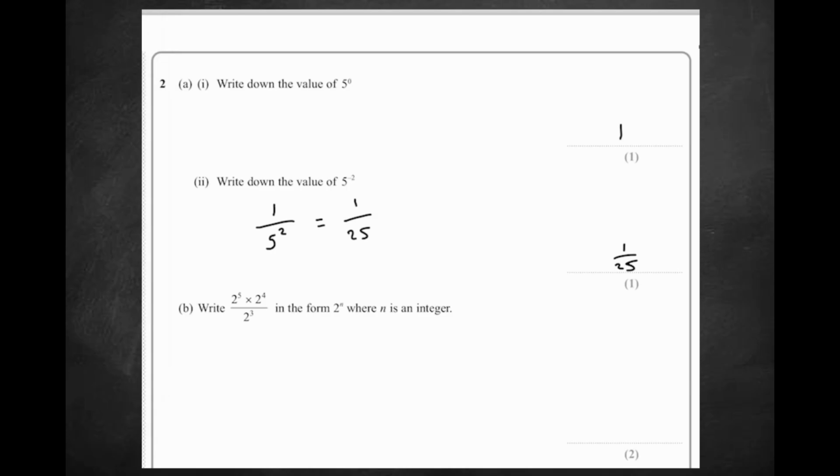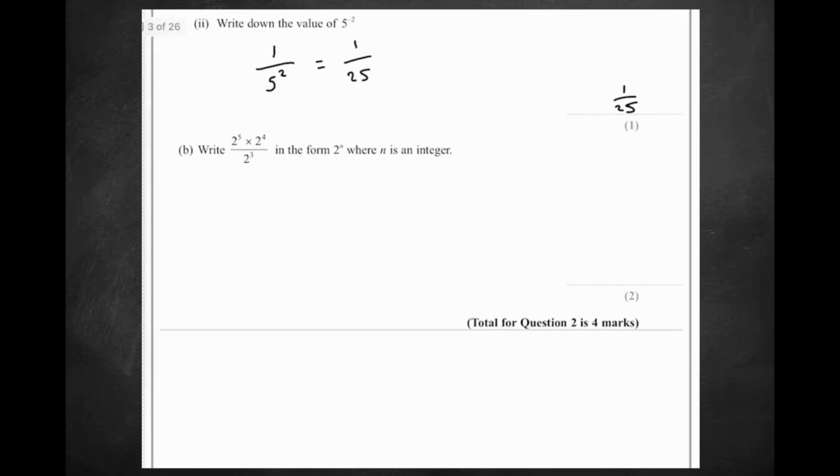And part b, write 2 to the power 5 times 2 to the power 4 divided by 2 to the power 3 in the form 2 to the n, where n is an integer. So this is just going to be rewritten as 2 to the power 5 plus 4 over 2 to the power 3, which is just 2 to the power 9 divided by 2 to the power 3, which we can rewrite as 2 to the power 9 minus 3, which is just 2 to the power 6, and that is the form of the answer that they wanted.